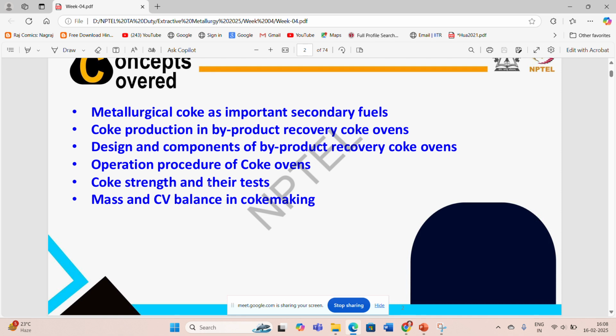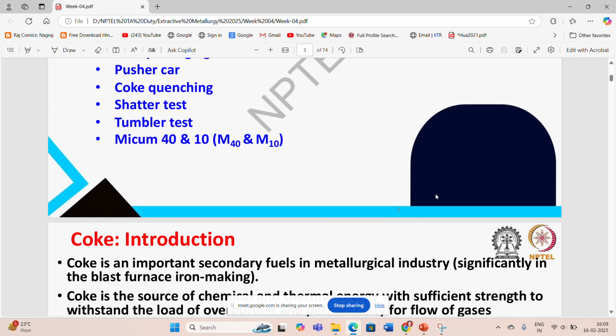Now we will talk about the metallurgical coke and how to form that metallurgical coke with the help of coking coal, the design and components of coke ovens, and the byproducts recovered during the coke making process, the operation and procedure of coke ovens, how the strength of the coke is tested after the manufacturing process of coke, then mass and CV balance in coke making.